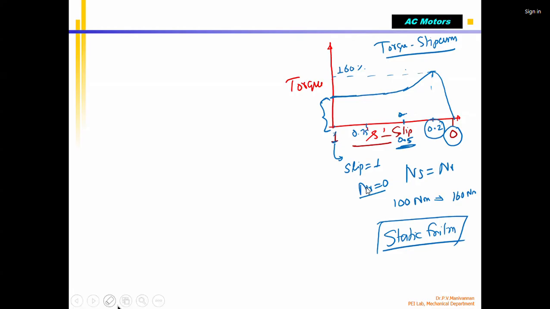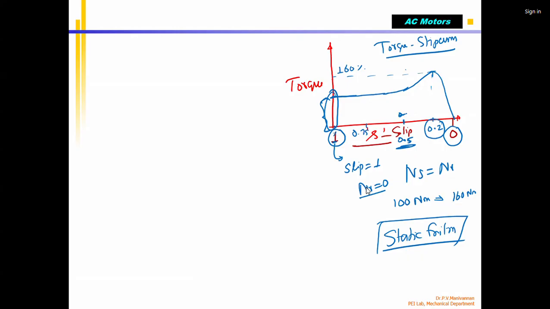Sir, one more doubt. Sir, is the x-axis of the torque graph speed or slip? Slip. See, that's what I said. When slip equals 1, you have the maximum torque; it produces almost close to maximum torque. The x-axis is slip, not speed. What about the speed, sir? The speed curve I will draw later.